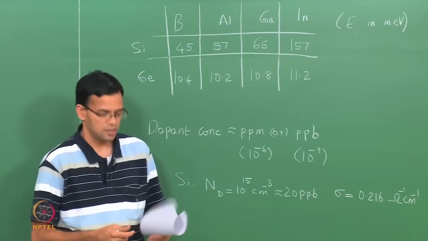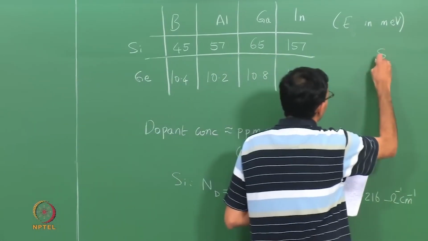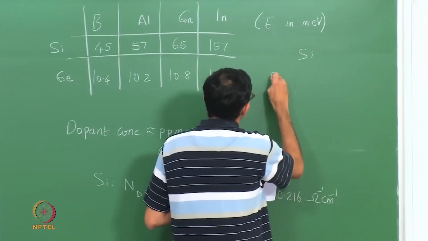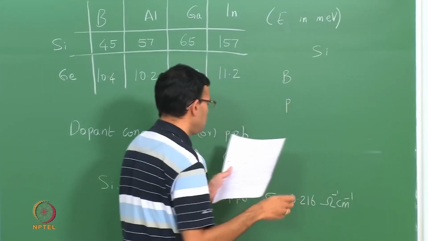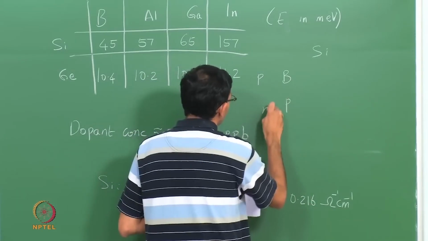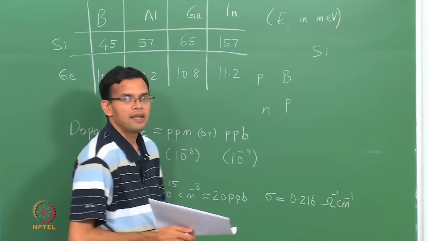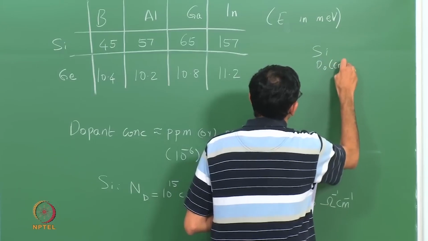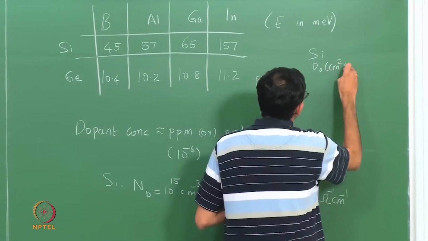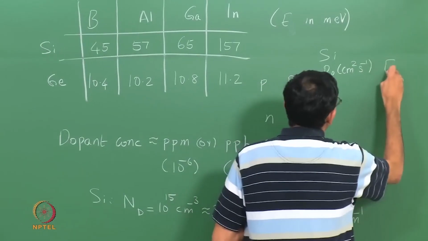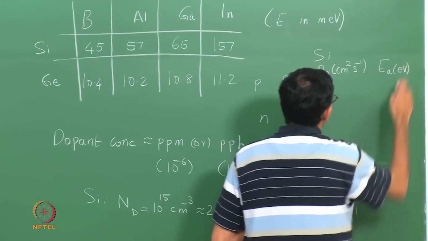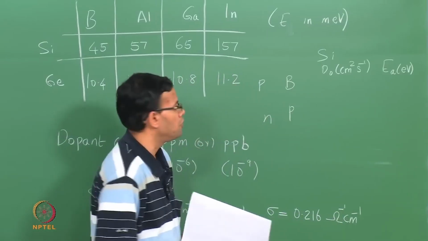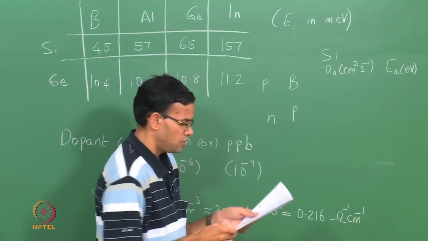Just to give you some numbers, let us take the case of silicon. I have two dopants, one is boron, one is phosphorus. Boron is p type, phosphorus is n type. We will write down the values for the activation energy and the diffusion coefficients for these dopants. So, I write D naught and EA, where EA is the activation energy for diffusion and D naught is a diffusion constant.